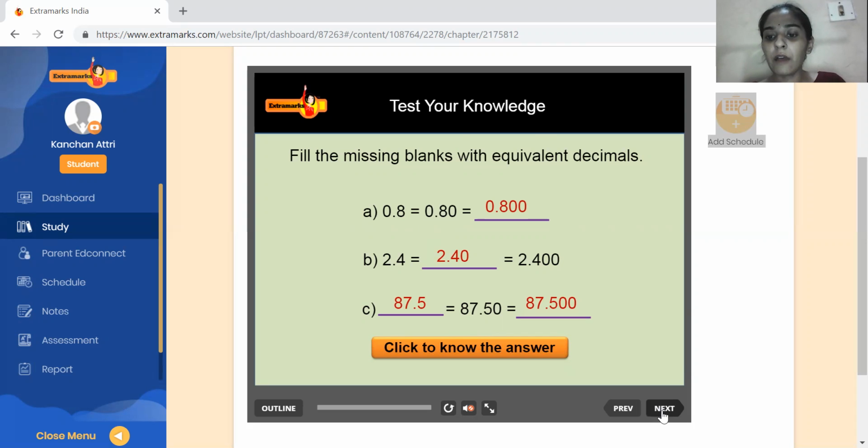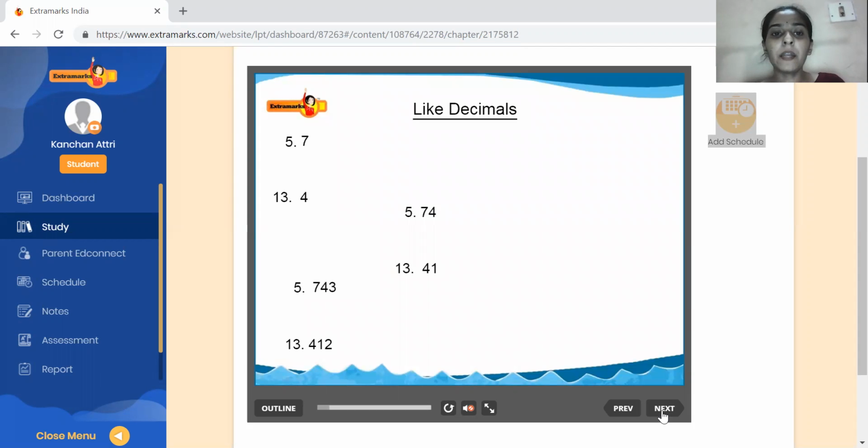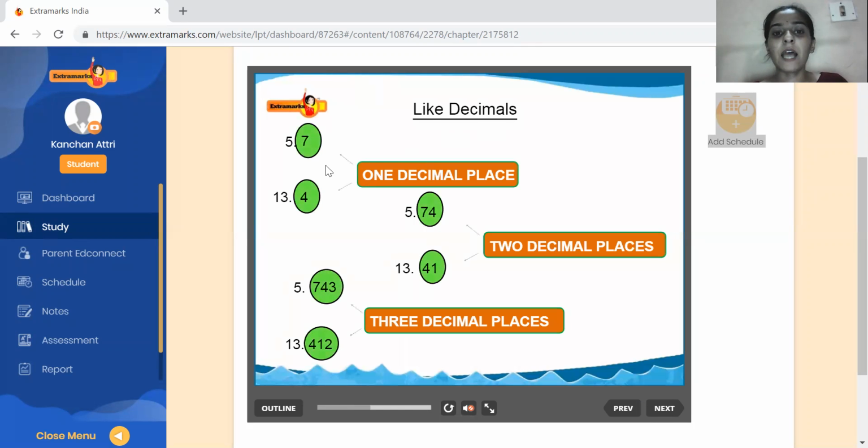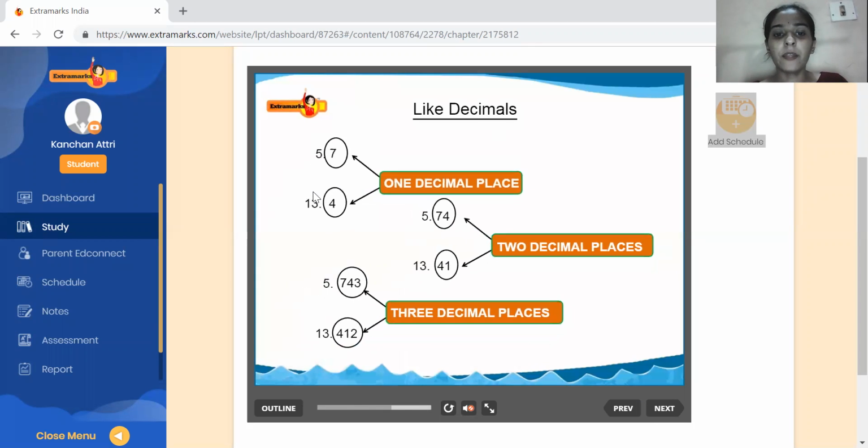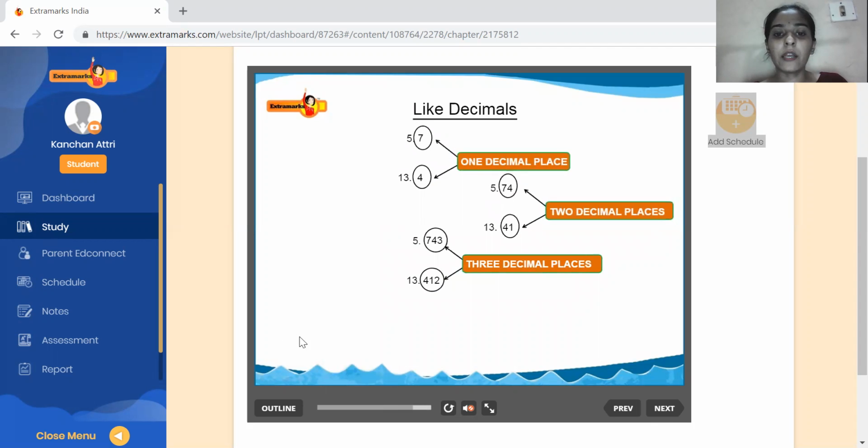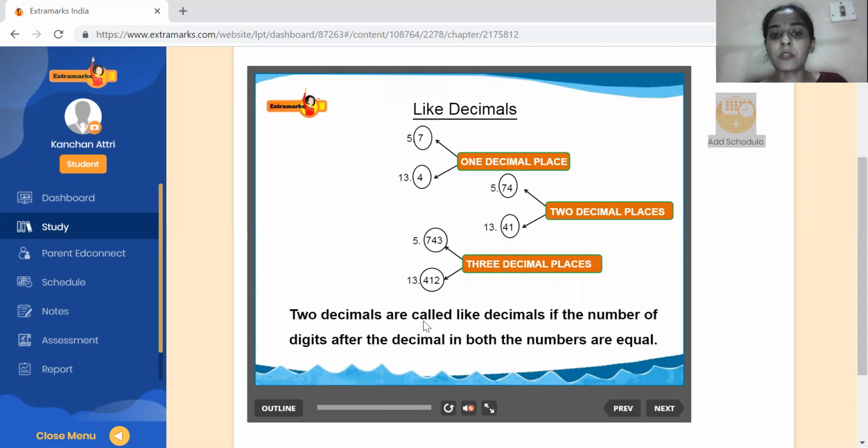Now, second we have like decimals. Numbers that have the same number of decimal places are called like decimals, as you can check in example 1 here. Firstly, let's know the definition. Two decimals are called like decimals if the number of digits after the decimal point in both the numbers is equal. Yes class, if after the decimal your decimal places are equal, then we call them like decimals. Like after the decimal here is one decimal place.